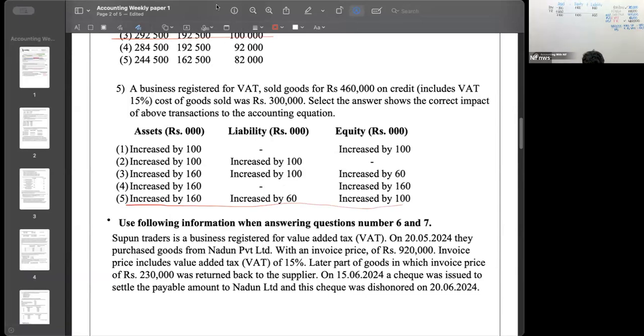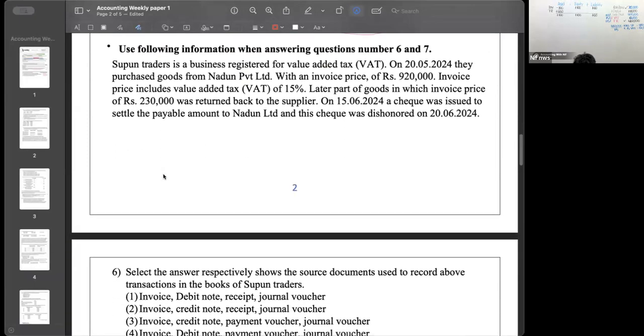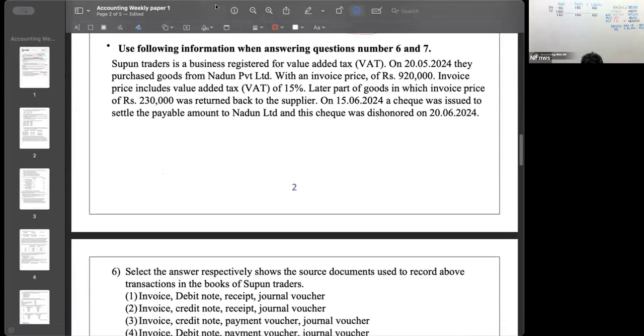Okay. Right. Perfect. Well done. And then we have question number 6 and 7. No, Umair, I will probably finish off the class with question number 6 and 7. We are done with it.